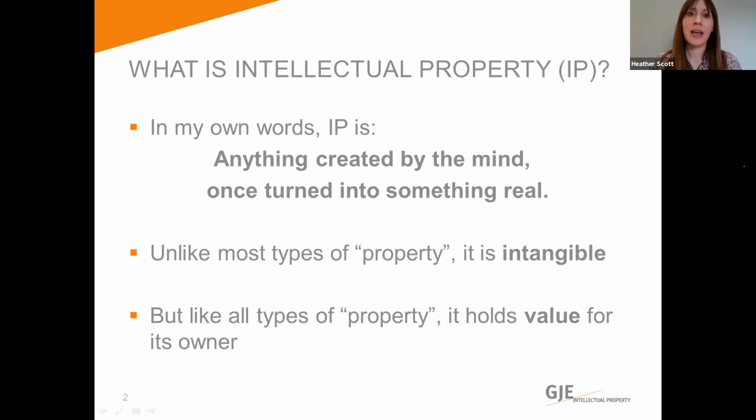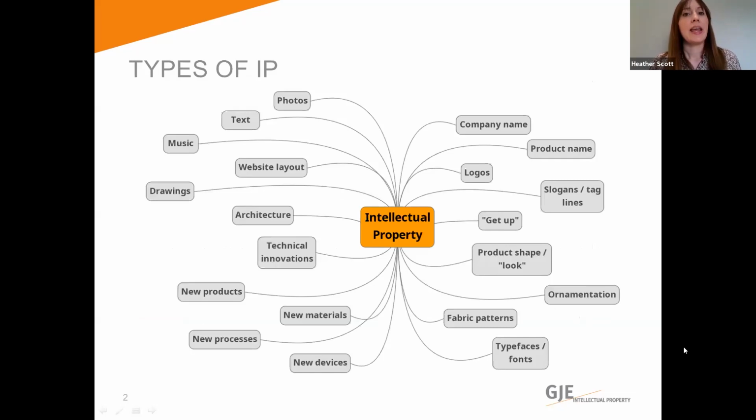So I think the concept of intellectual property is best illustrated with some examples. So here are some common types of IP. This is by no means a complete list. Over here on the left, we have things like photographs and text and website layouts, drawings, and so on. These all hold intrinsic value to their creators because you can sell items which embody them, like books and sound recordings. Then we have things such as technical innovations, which lead to new products and new processes.